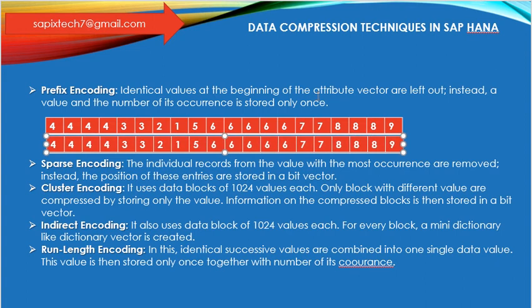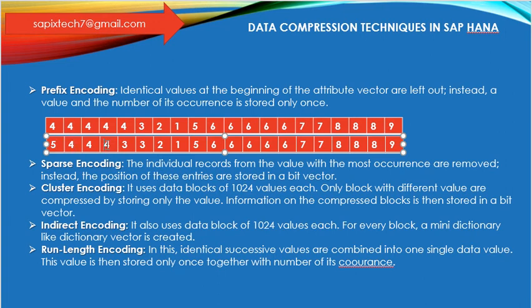So what will happen in dictionary in prefix encoding? How many fours do we have? We have 4 fours. For better understanding, let me repeat it once again. How many fours do we have? 1, 2, 3, 4, 5. What will it store? 5, 4.